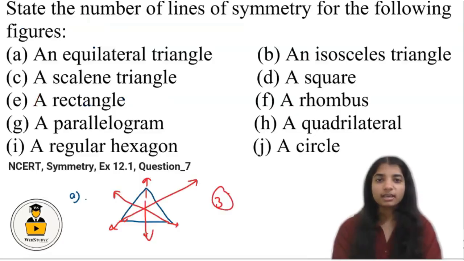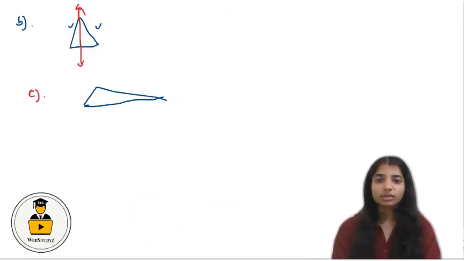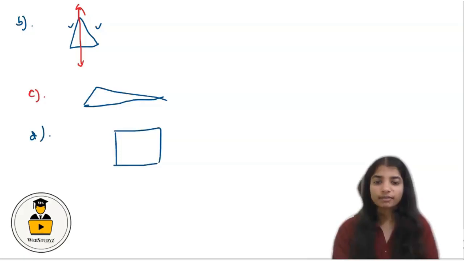Next is D. D is a square. So this is our figure, a square. A square has all four sides equal. So if all four sides are equal and we divide it along both diagonals or from both the ends, it will make a symmetry. It is divided into two equal parts.